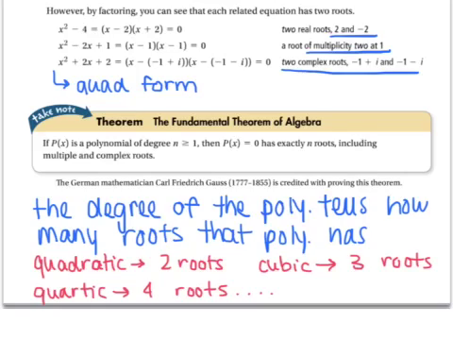Now, why is it that sometimes on a graph it's not going to look like you have that many roots? Because of multiple roots and complex roots. The multiple roots and complex roots are why sometimes on a graph it's going to look like, hey, I only have 4 roots and I'm supposed to have 6. That's because there's a multiple root there and or a complex root. Let's do some problems.